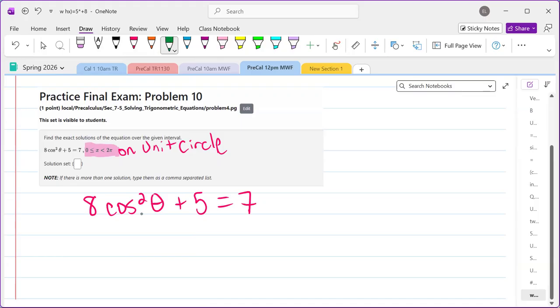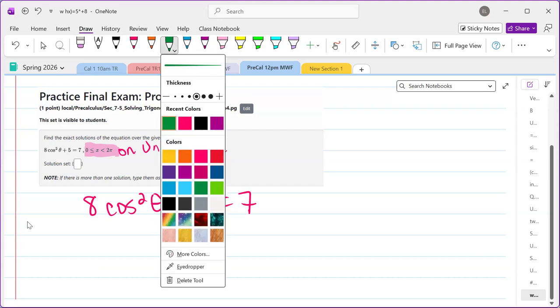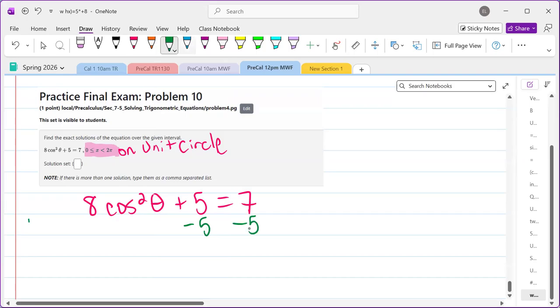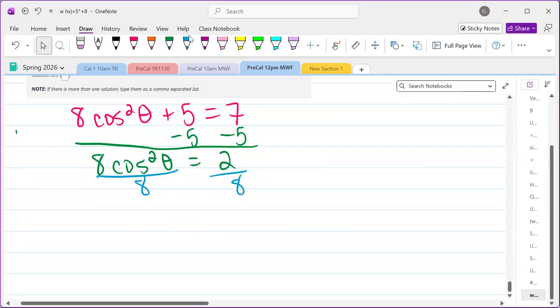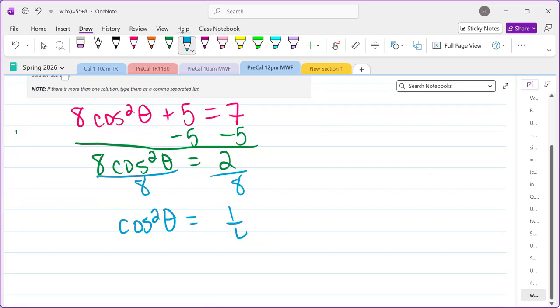So I'm trying to get cosine squared by itself. Now, if there was an extra cosine theta, I'd actually have to deal with this like a quadratic and do some factoring, but there's only the single term with theta in it. So I can just solve this. So I'm going to minus the 5 on both sides. So 8 cosine squared theta equals 2. And then I divide by the 8. So we have cosine squared theta equals 1/4.